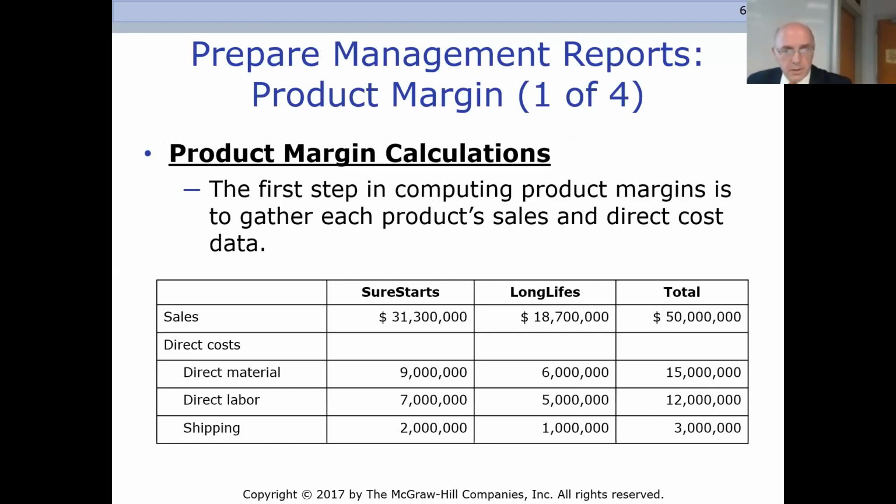So, product margin calculations. The first step in computing product margins is to gather each product's sales and direct cost data. And here we have it for the 2 kinds of batteries, Sure Starts and Long Lives, and the 3 categories of direct cost: direct material, direct labor, and shipping for each.